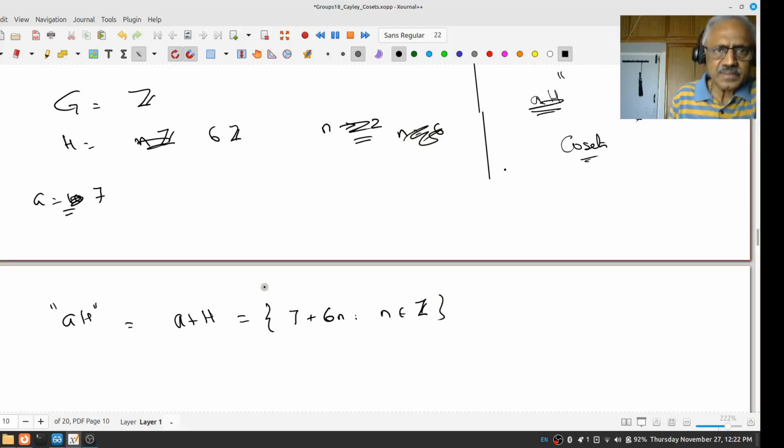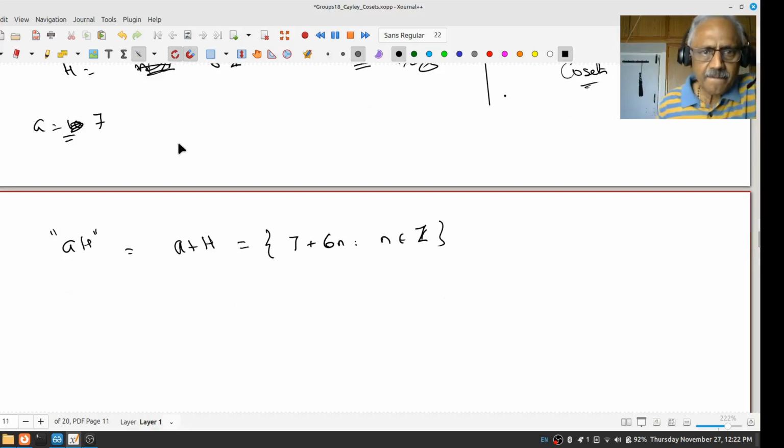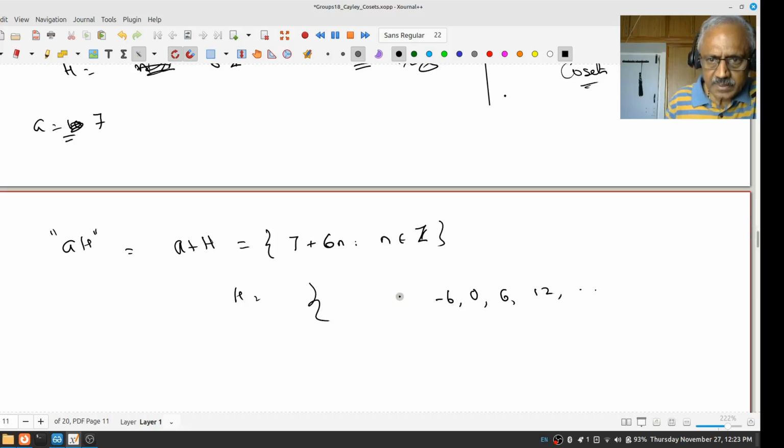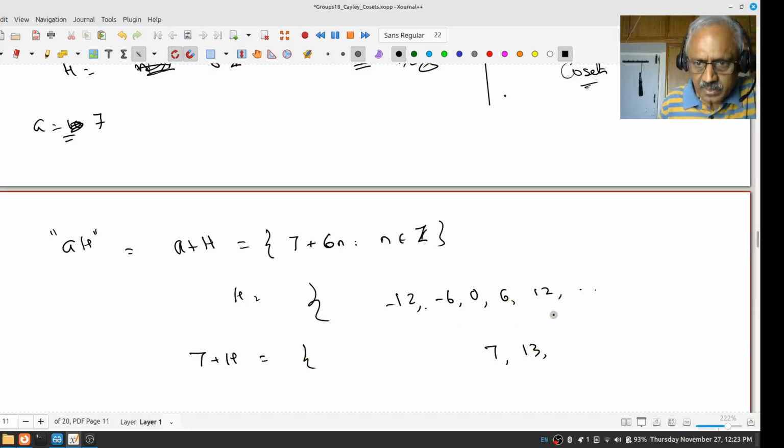Don't forget this n. Okay, this is what it is, right? Therefore, what does it mean? So, what is H? H consists of 0, 6, 12, etc., minus 6, minus 12, etc. Therefore, 7 plus H is what I am looking at. That is going to be, you add 7 to 6, 13, you add 7, 19, etc. You add 7 to minus 6, you will get 1, you add 7 again, you will get minus 5, etc.